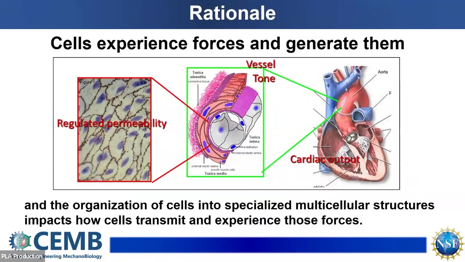And again, as you begin to form these tissues, cells are not only experiencing forces, but they're also generating them. So when you think about the blood vessel, that shear stress regulates permeability in the endothelium, that ultimately will then affect vessel tone. And then that can ultimately have an impact in terms of cardiac output. So the organization of cells into more specialized multicellular structures really impacts how cells transmit and experience those forces.